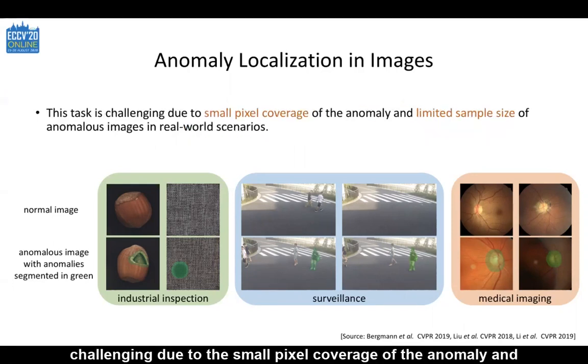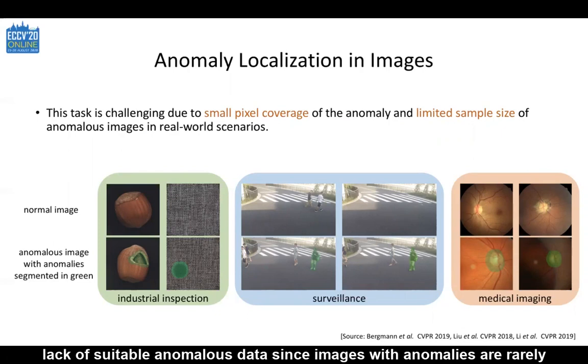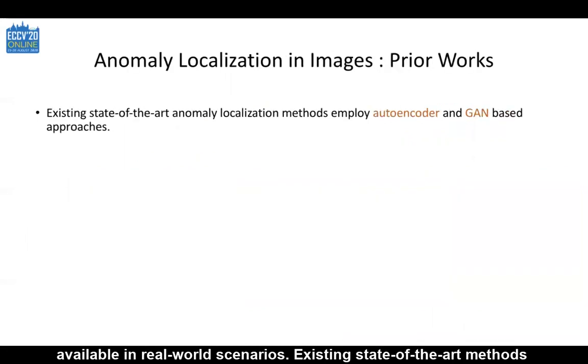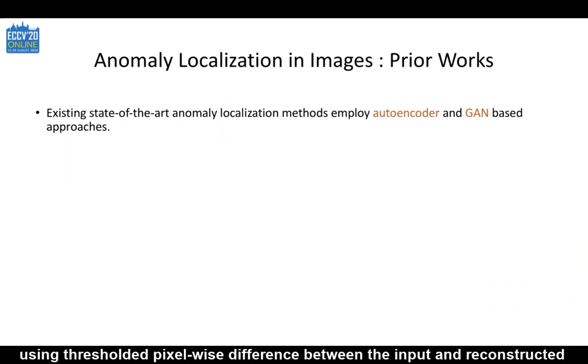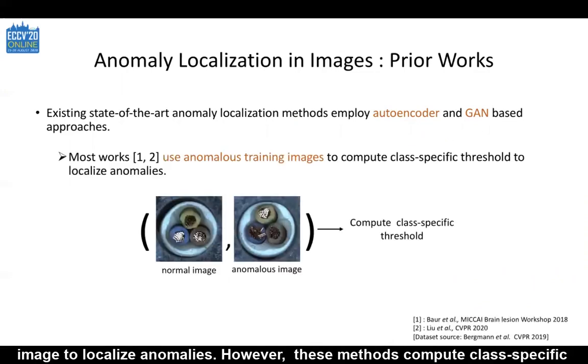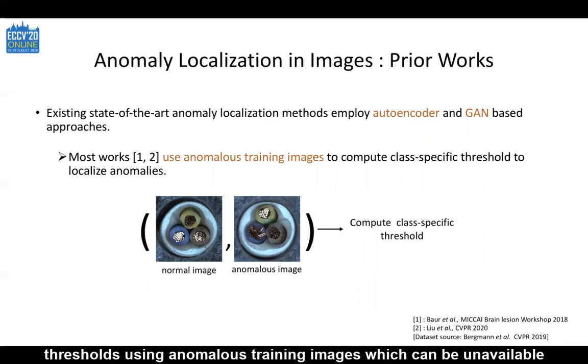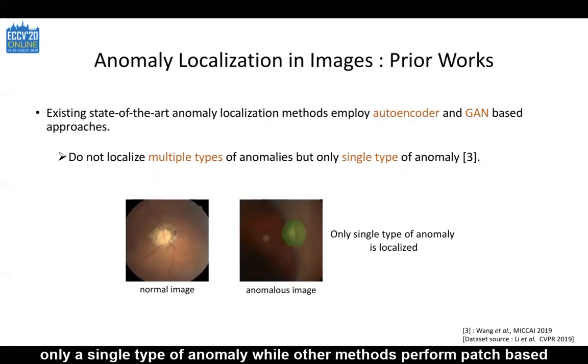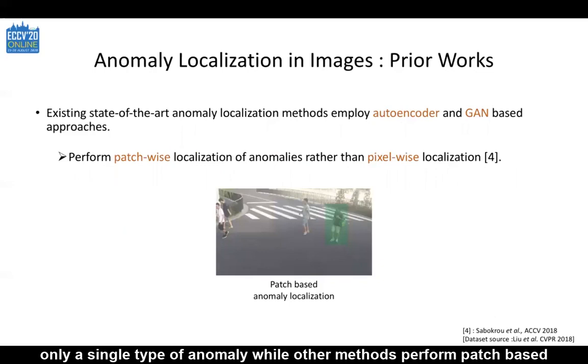This task is challenging due to the small pixel coverage of the anomaly and lack of suitable anomalous data, since images with anomalies are rarely available in real-world scenarios. Existing state-of-the-art methods tackle this challenge using autoencoders and GAN-based approaches using thresholded pixel-wise difference between the input and reconstructed image to localize anomalies. However, these methods compute class-specific thresholds using anomalous training images, which can be unavailable in real-world scenarios. Furthermore, some methods localize only a single type of anomaly, while other methods perform patch-based anomaly localization instead of pixel-wise localization, which leads to suboptimal performance.